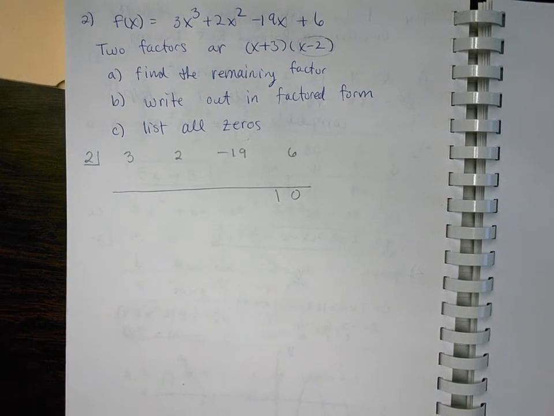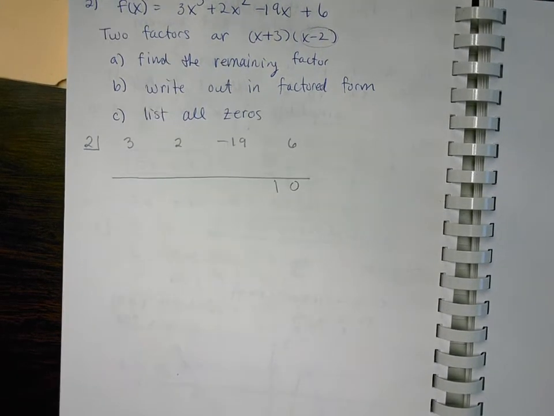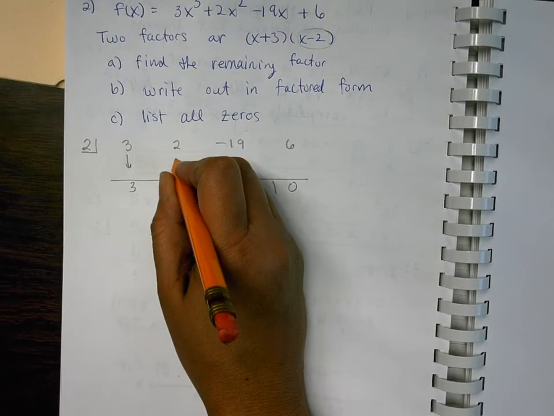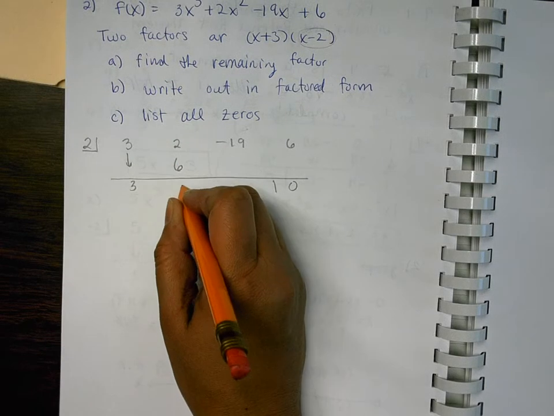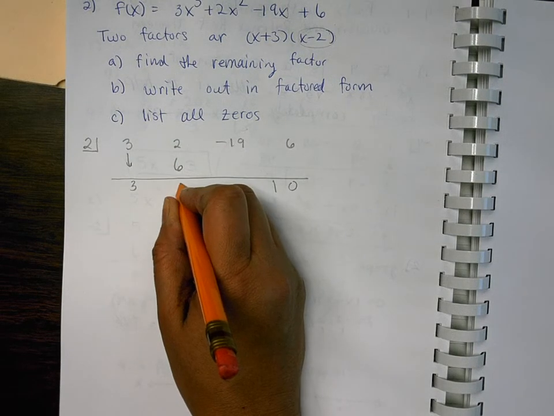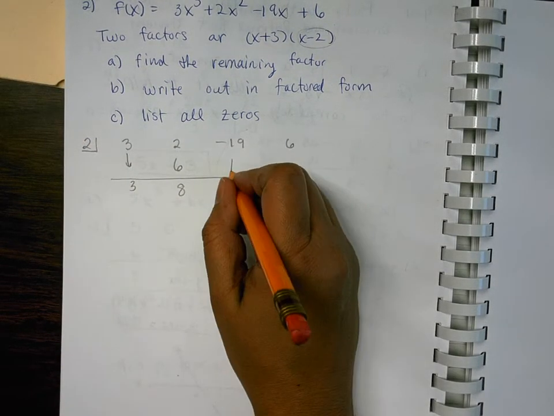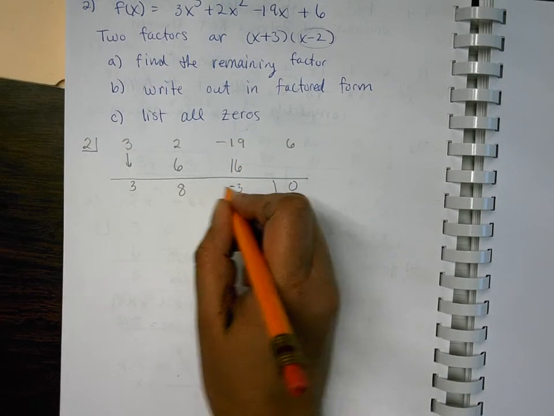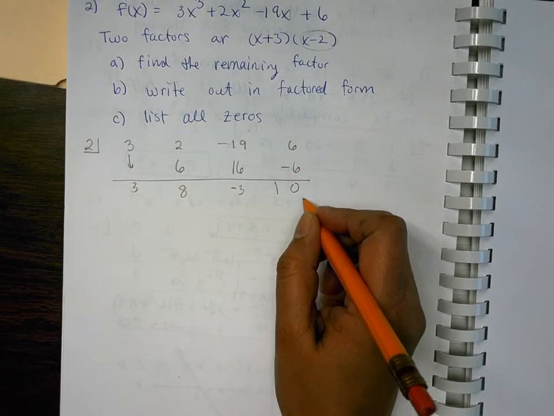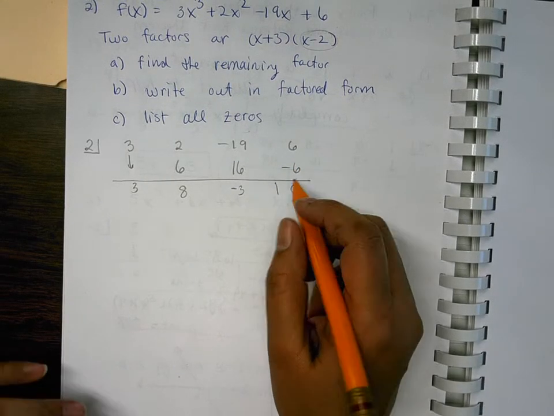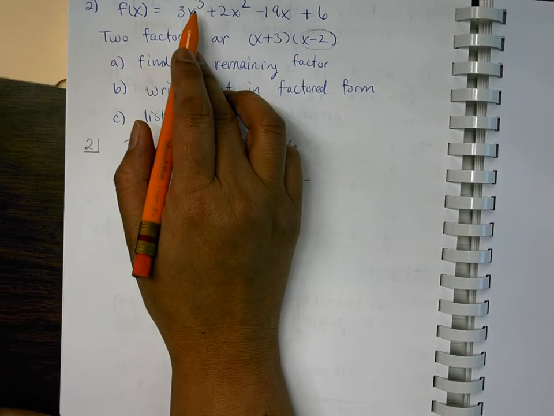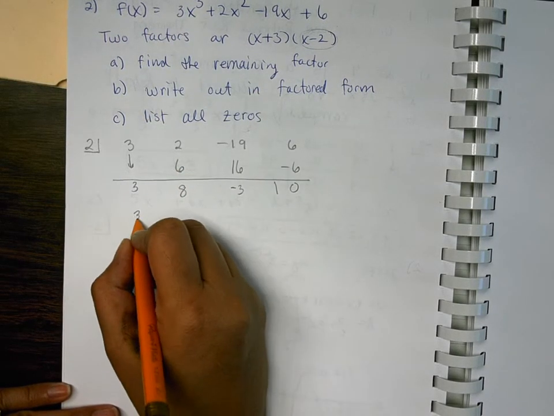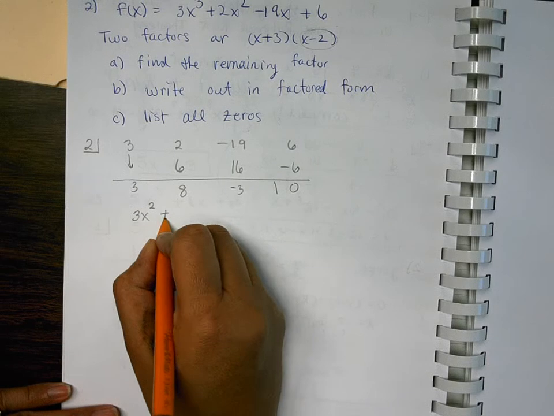Did it work? All right. So let's see. This is 3. What's the next one? 6, and then 8, and then 16. And negative 19 and 16 is negative 3, and that is negative 6. And did it work? All right. So we take 1 power less. Third power, what's 1 power less? Squared, so this will be 3x squared plus 8x minus 3.